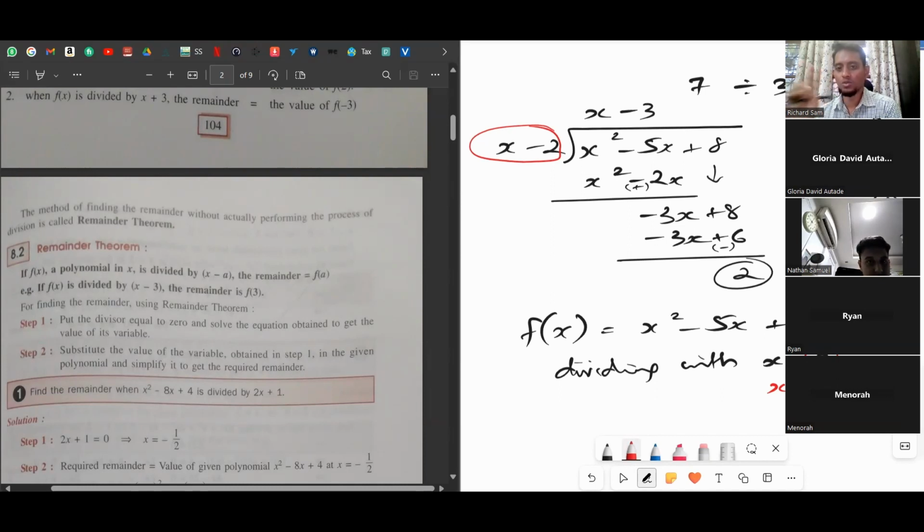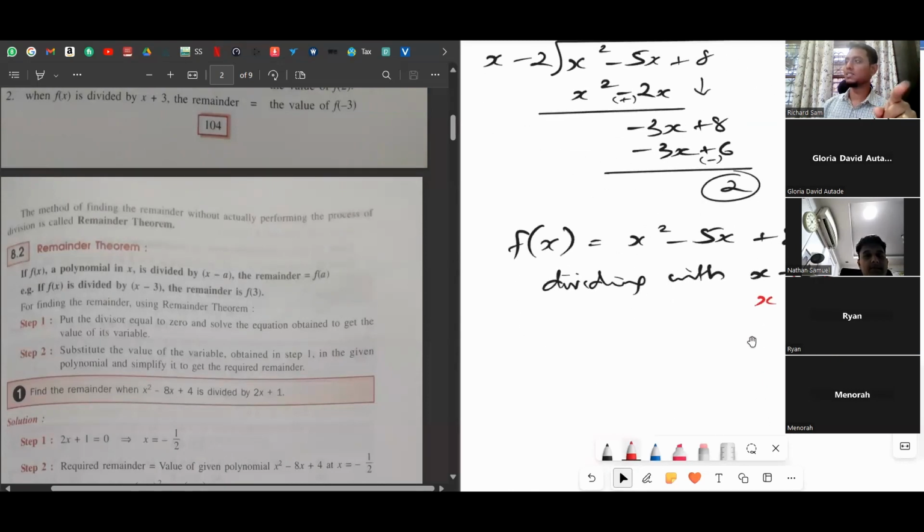Yeah, there are only those two theorems you have tried for every question in this chapter. You have tried either the remainder theorem or the factor theorem. Once again, listen everyone. When you're dividing this expression, x square minus 5x plus 8, with x minus 2, this x square minus 5x plus 8 is called f of x. And if you're dividing it with x minus 2, then the remainder is f of a. In other words, here the remainder is f of 2.